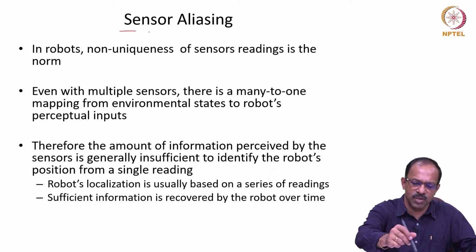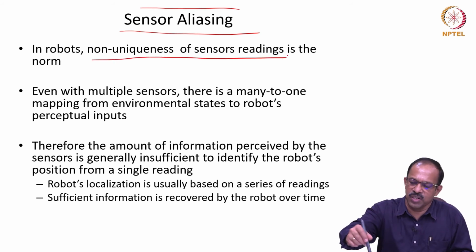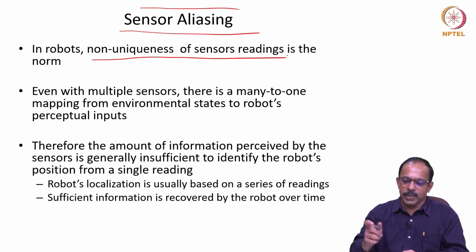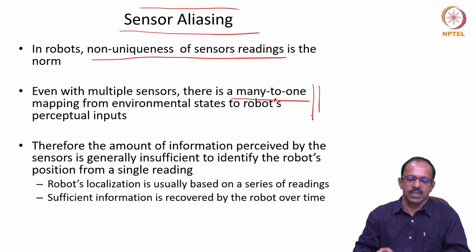Sensor aliasing is another one which causes problems, because it is known as the non-uniqueness of sensor readings, where the robot will say that okay, there is a door in front of the robot, but it can be a door, it can be a cupboard, or it can be a cutout, or it can be anything. So, many to one mapping is possible. It can map many things to one object. That is basically known as many to one mapping in the environment.